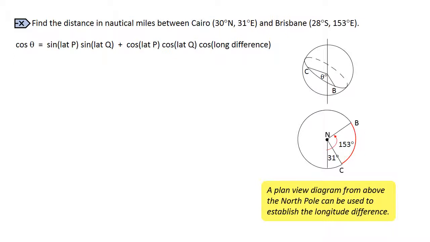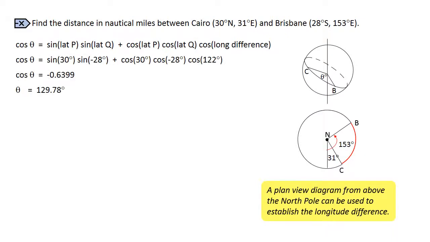Now we pop it into the formula along with the latitude information. Remember that southern latitudes are entered as negative, and then we let our calculator do the work to find out theta. Now this of course is not the distance, and to find the distance we need to substitute it into the formula d equals 60 theta to find the distance in nautical miles. It's probably best if we do a couple of these examples for ourselves.